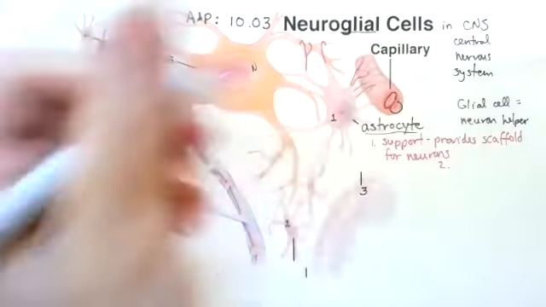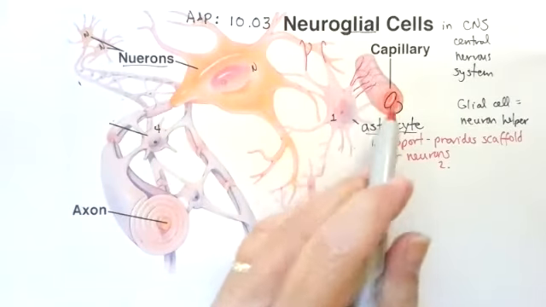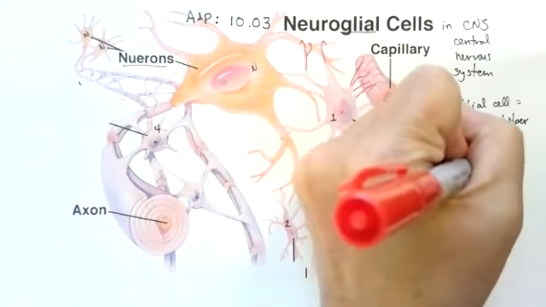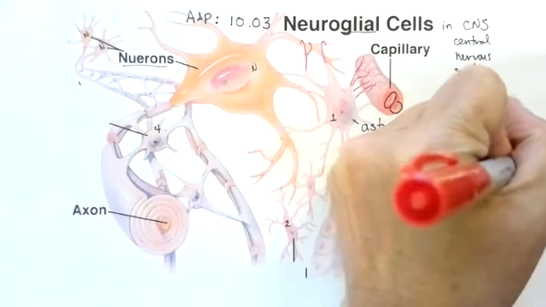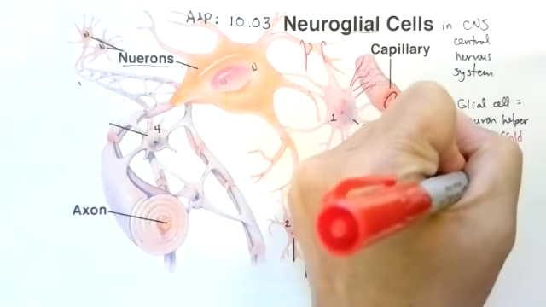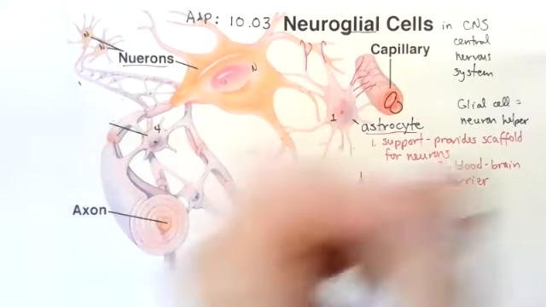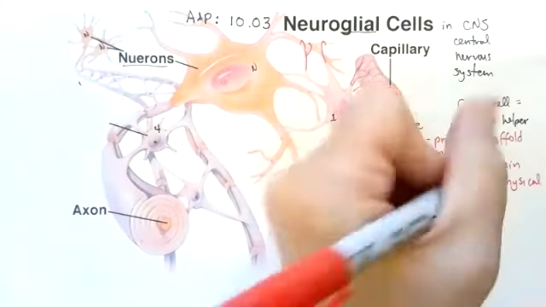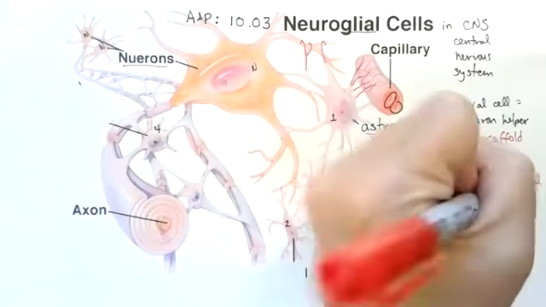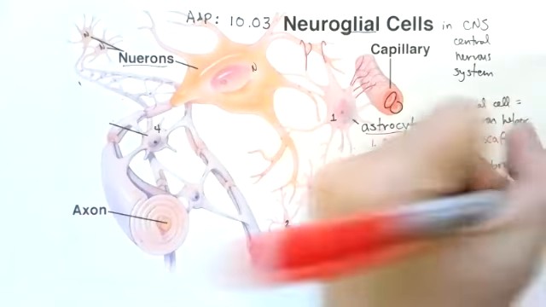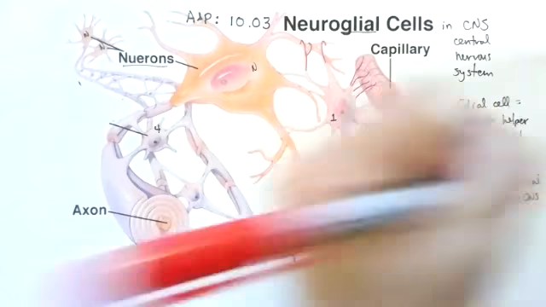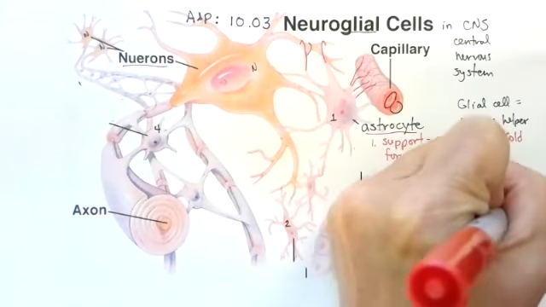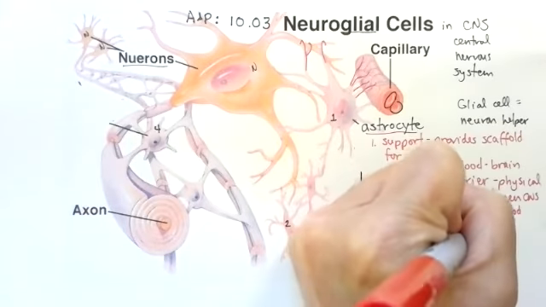The second function has to do with the fact that it's got this connection to this capillary. Astrocytes form what is known as the blood-brain barrier. And it's actually a physical block between the central nervous system, or CNS, between the CNS neurons and the blood supply.